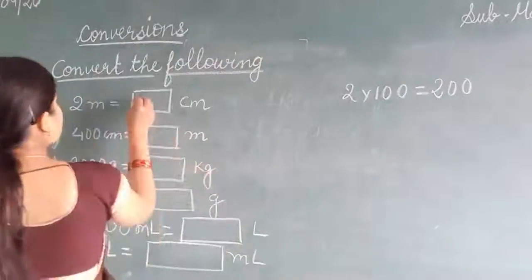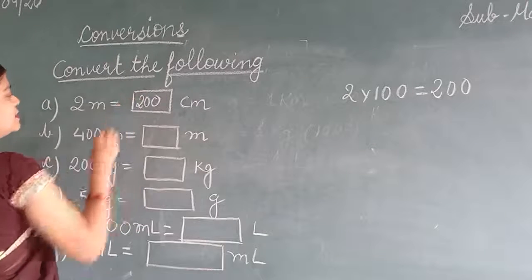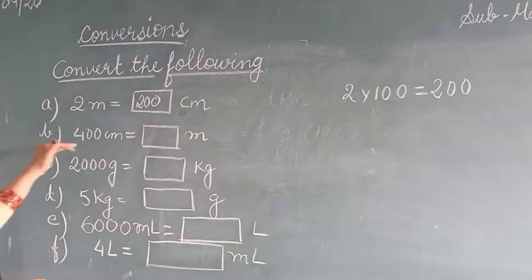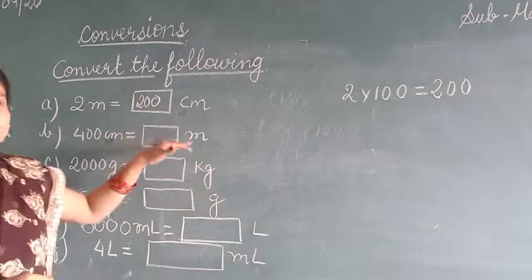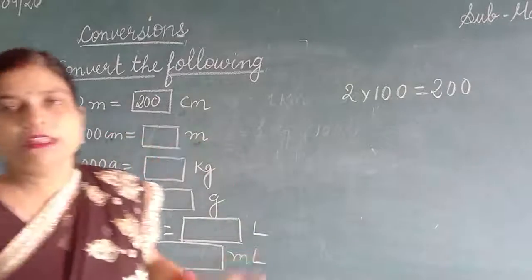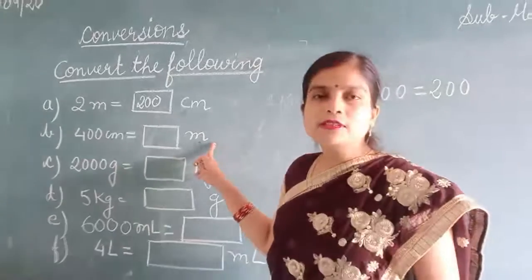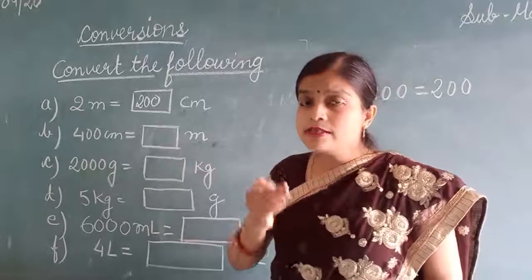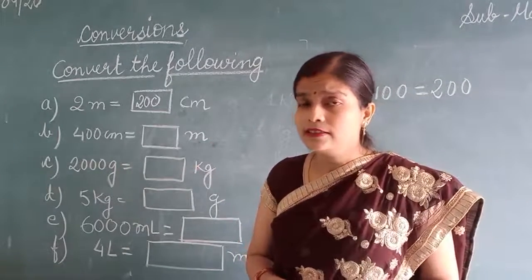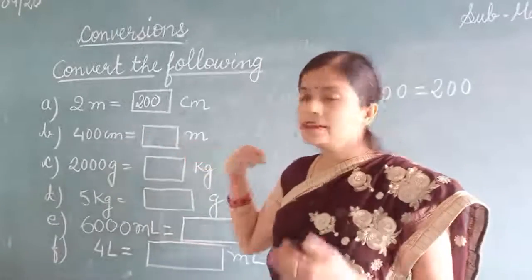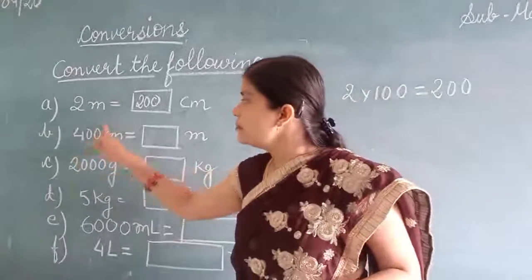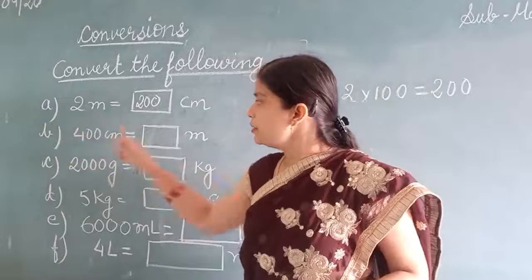So here it will be 200 centimeter. Now here it is given in centimeter. Now we have to convert into meter. Here we have to convert into meter, meaning a bigger unit, which means we have to divide. Smaller to bigger, that means we have to divide this number, because this number should be less.